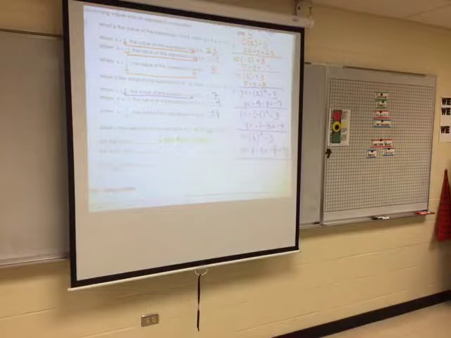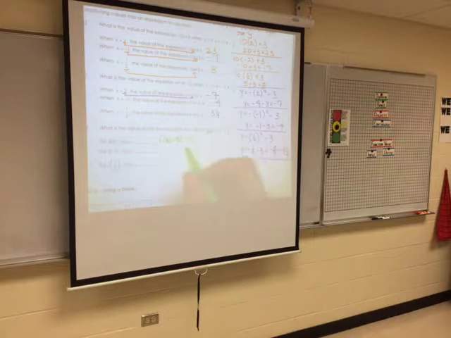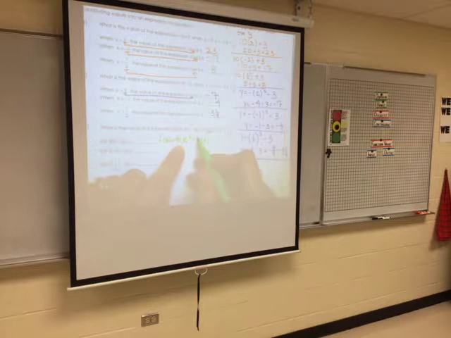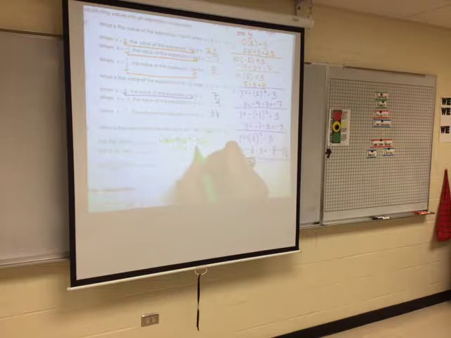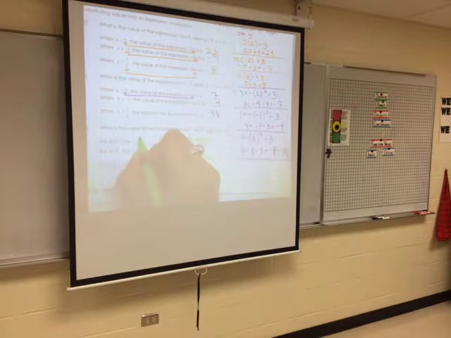Is it saying f of 2? So I'm asking you to evaluate when x is 2. Okay. So we're going to start with exponents. 2 squared is what? 4. So I have 4 times 4 minus 5 times 2. What is 4 times 4? 16 minus 5 times 2 is 10. 16 minus 10 is 6.